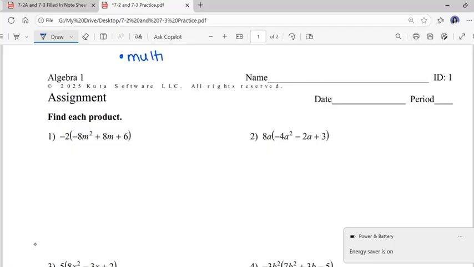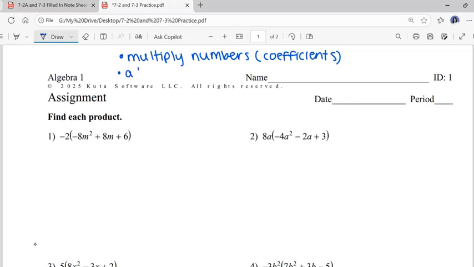You need to multiply the numbers, which are technically called coefficients. I'll show you in a second, and then you need to add the exponents. And remember those rules that the bases have to be the same in order to add the exponents.